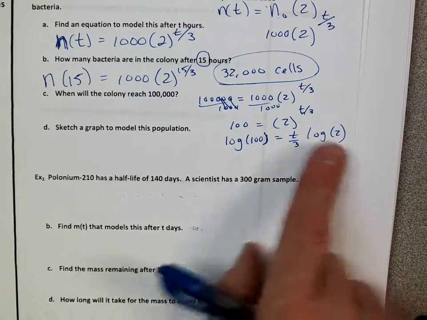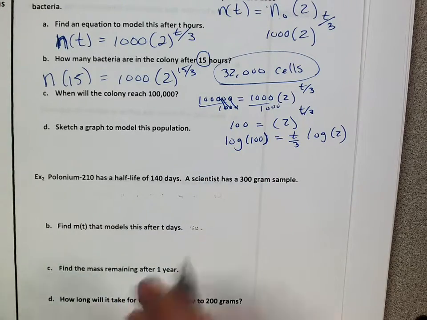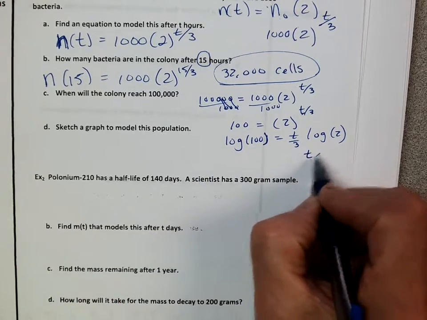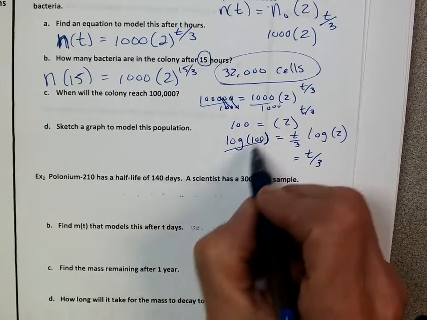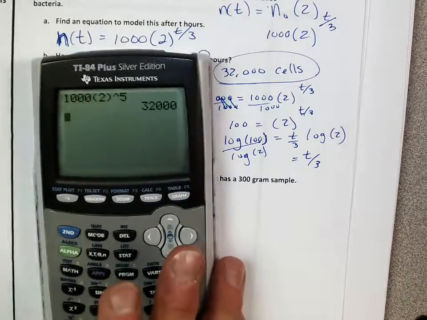I'll divide by log 2, divide by log 2, right? I already know log of 100, by the way, is 2, but that's okay. So I'll divide by log of 2, and I'll have t over 3 equals whatever log 1,000 is divided by 2. Okay, so then I'll just use my calculator.